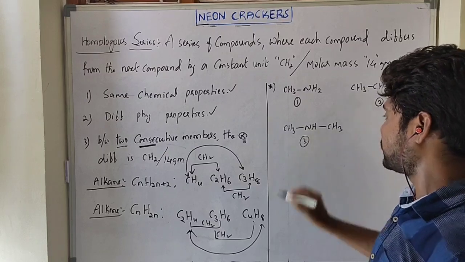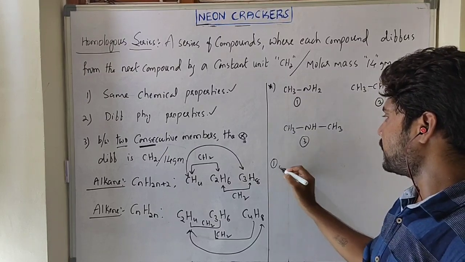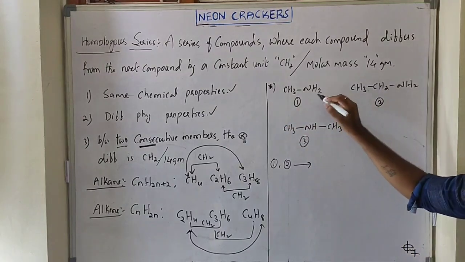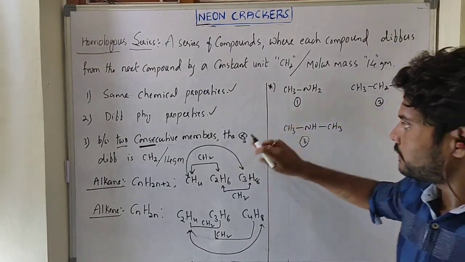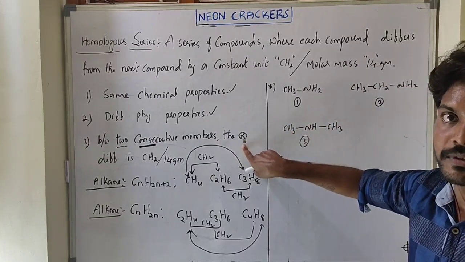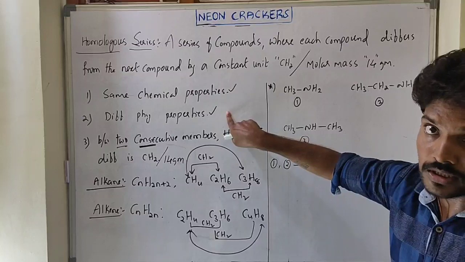This is the third compound. If we check 1 and 2, the difference is what? We are getting the same difference, CH2. Between two consecutive members, the difference is CH2. So the third condition is satisfied, but we should focus on these two conditions.